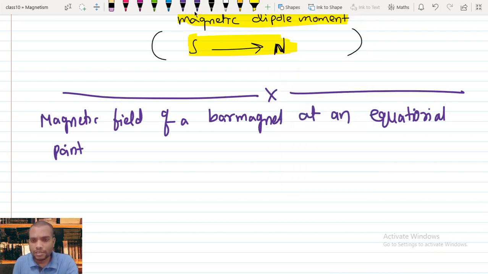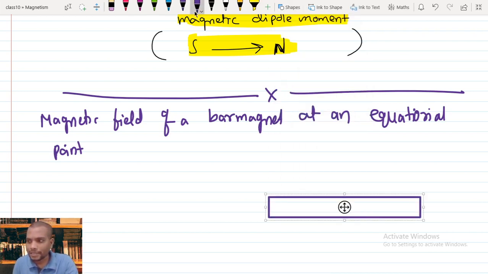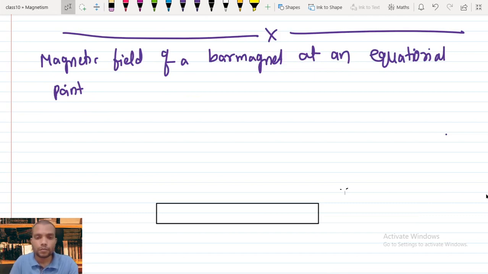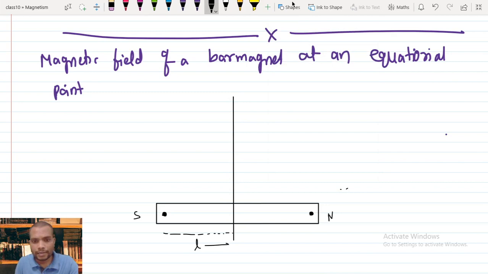So as usual, let us consider a bar magnet. Suppose this is a bar magnet, let this be the south pole and here it is the north pole. They are separated by a distance of 2l. Suppose this is the center, so this is length l and this is also length l from the center.